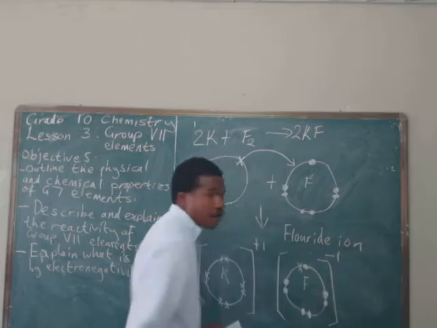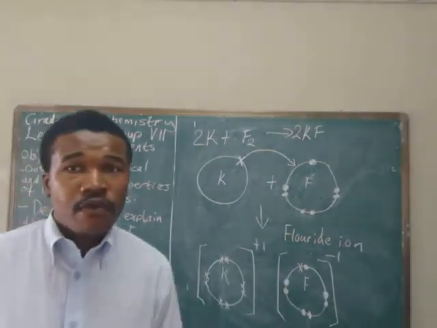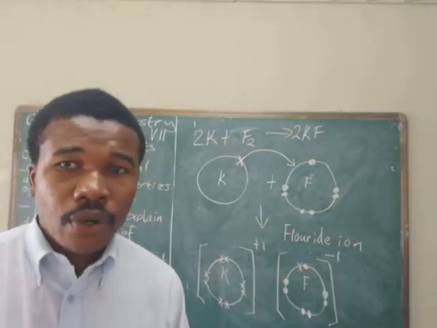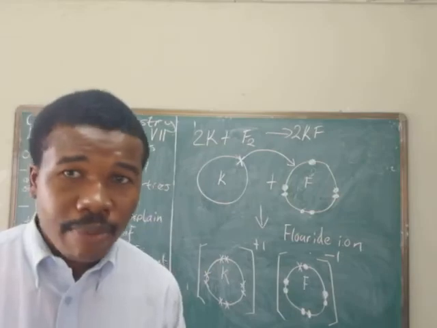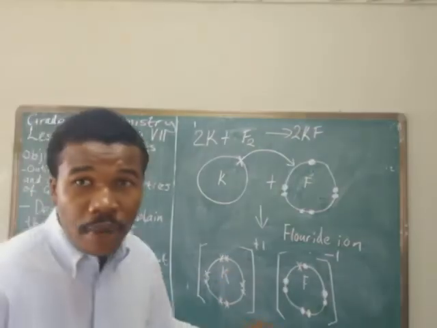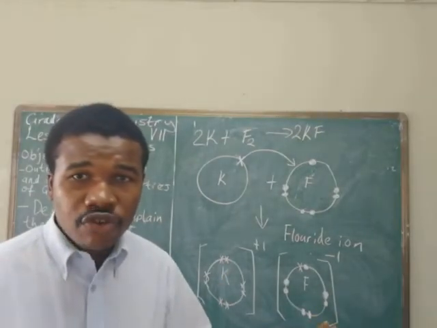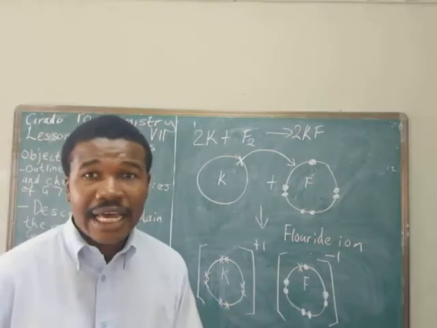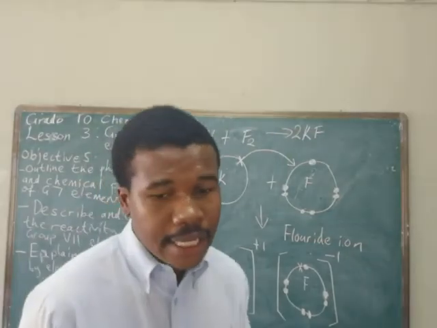This is the fluoride ion. We can have the fluoride ion, the chloride ion, iodide, bromide. So when they gain 1 electron and achieve a full outer shell, they become known as halides.